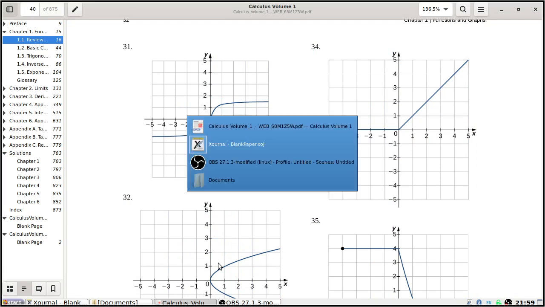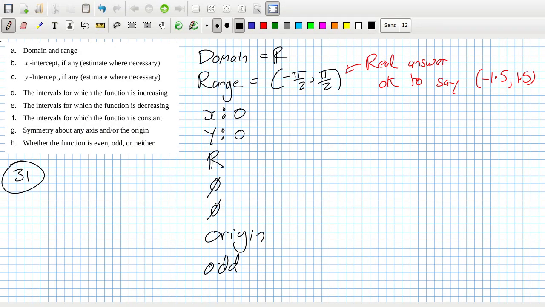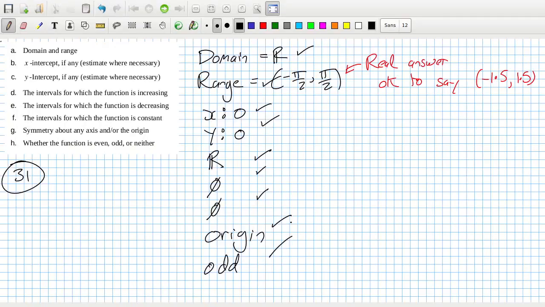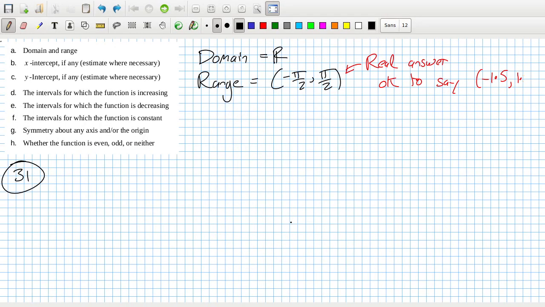And I just confirm the answers. Yep. All real numbers, not decreasing, not constant, origin and odd. Yep, okay, that's good. Let's have a look at 32 now.